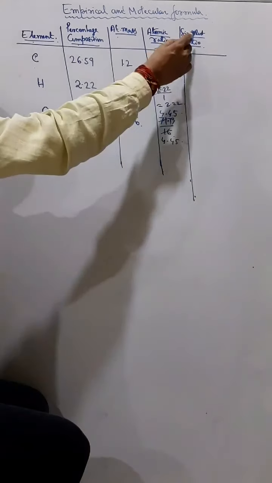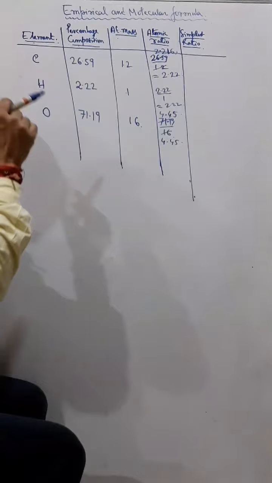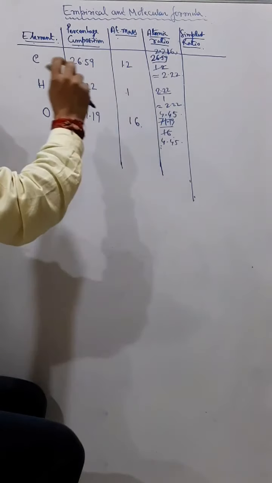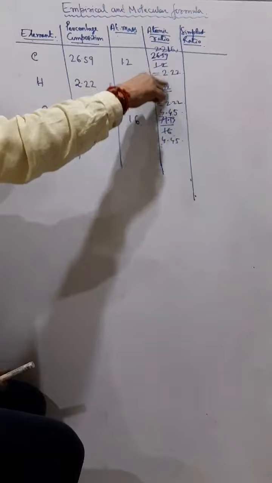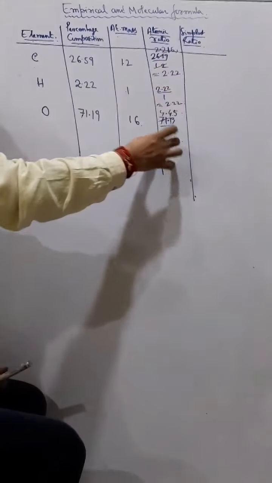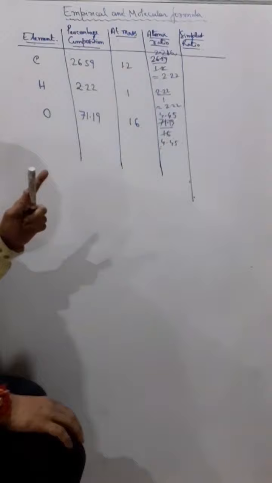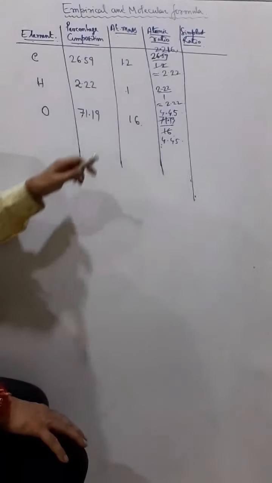Now we will calculate the simplest ratio. For calculating the simplest ratio, out of these values that we got, we will take the smallest value. Here coincidentally these two values are the same, but we'll compare all the values that we got, and out of all the values we'll take the smallest value, and with that smallest value we'll divide every value. Understand what I am telling?